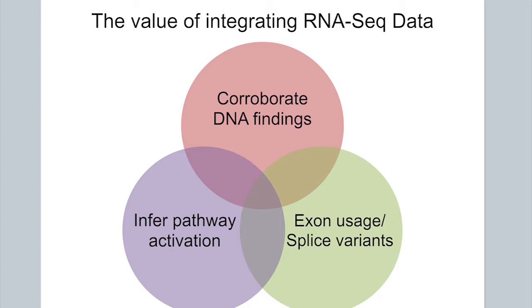So obviously, RNA sequencing will corroborate findings from DNA. Do we see this mutation in RNA or not? And it gives us information on exon usage and splice variants, which we know could be an important oncogenic event in cancer. But I think the most important information it gives us is which pathway is activated. Does this cancer have activated MAPK pathway, EGFR pathway? Could we target that pathway? Does mutation in this gene activate this pathway? This is really what we are using RNA sequencing data for.